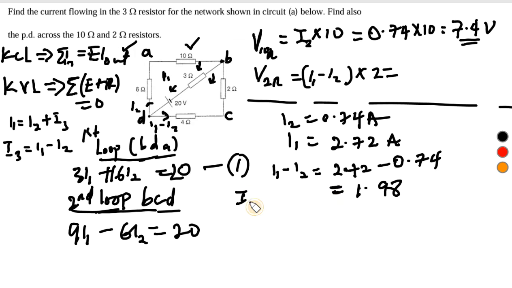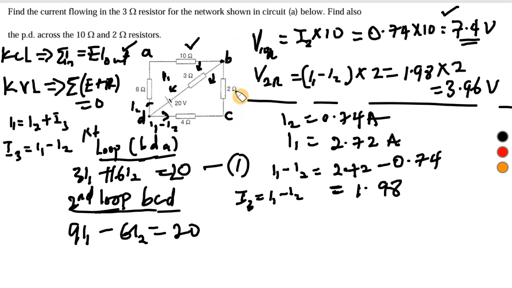So I3 equals I1 minus I2 equals this. That is the current that flows here, and that is the current that flows through this 2 ohm resistor. So the PD there will be 1.98 times 2, and this gives us 3.96 volts. So that will be the potential difference across this 2 ohm resistor. We have found the potential difference across the 10 ohm resistor, and the potential difference across the 2 ohm resistor, which is 3.96 volts.